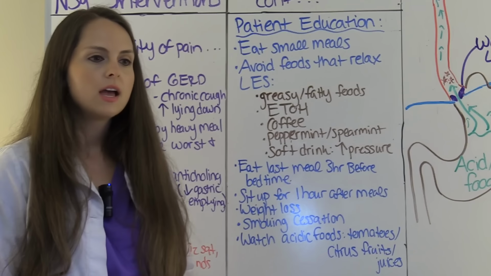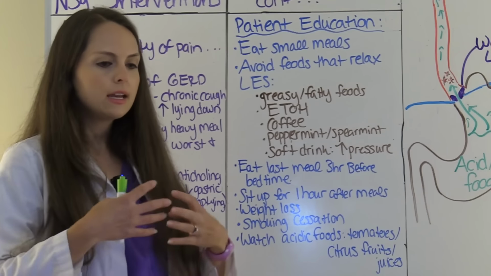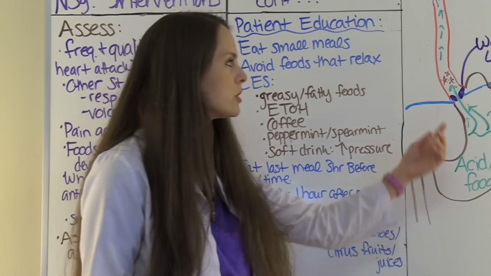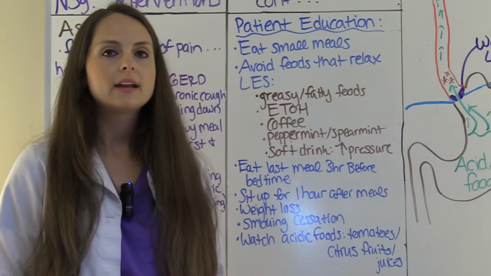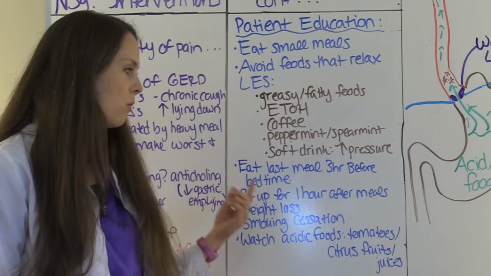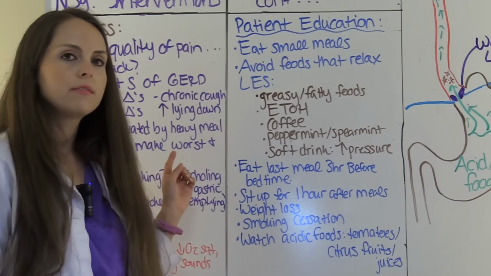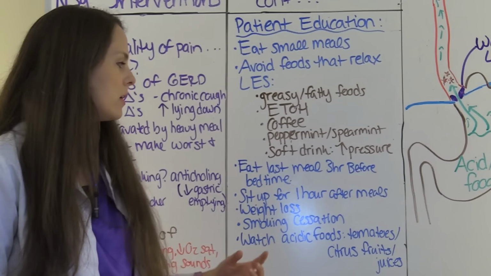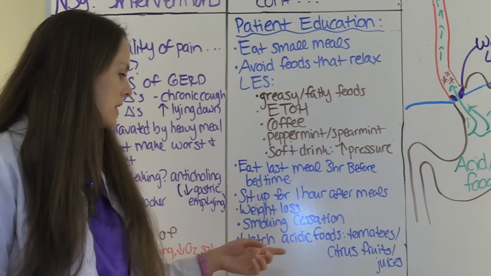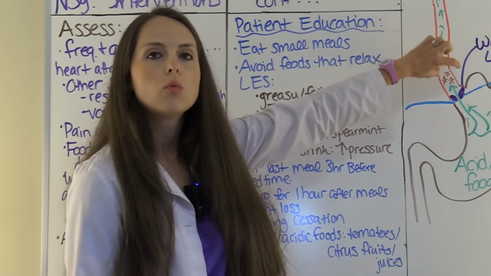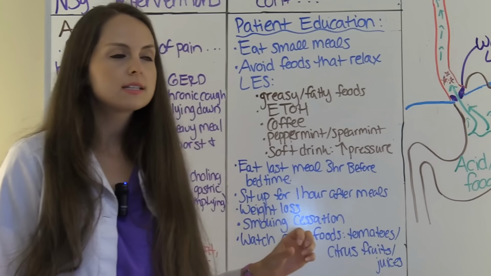to decrease the chances of regurgitation, because when they eat a meal, they lay down on their back. That puts a lot of pressure on the lower esophageal sphincter, and it can cause some reflux. Then they want to sit up 1 hour after meals. If they're obese, they need weight loss, because that puts a lot of pressure on the sphincter. Smoking cessation, and watch acidic foods, especially if they have erosion in the esophagus.